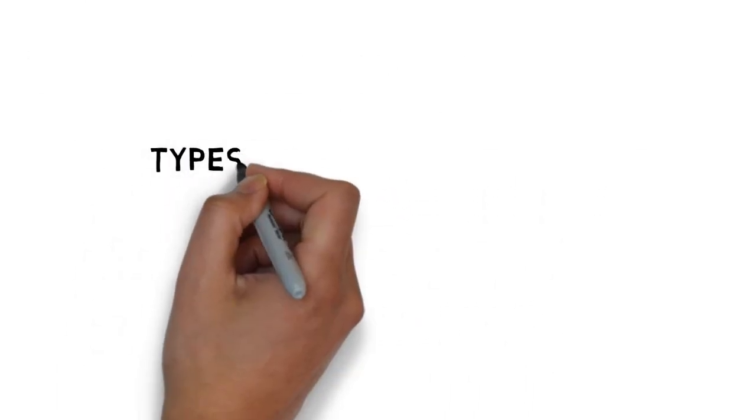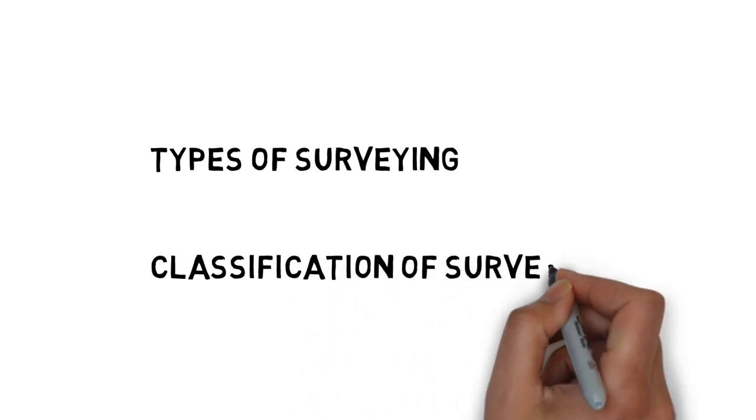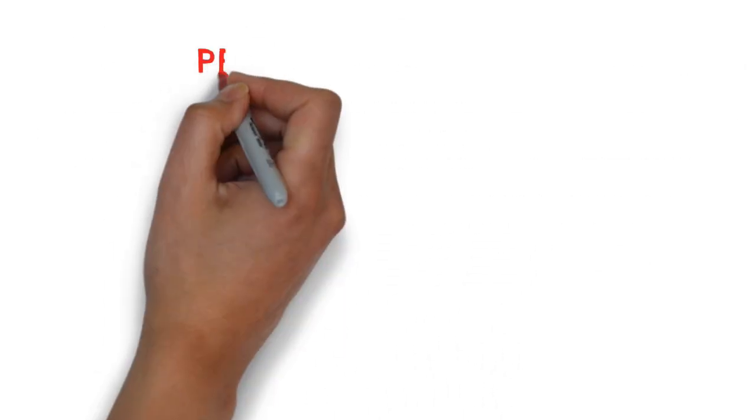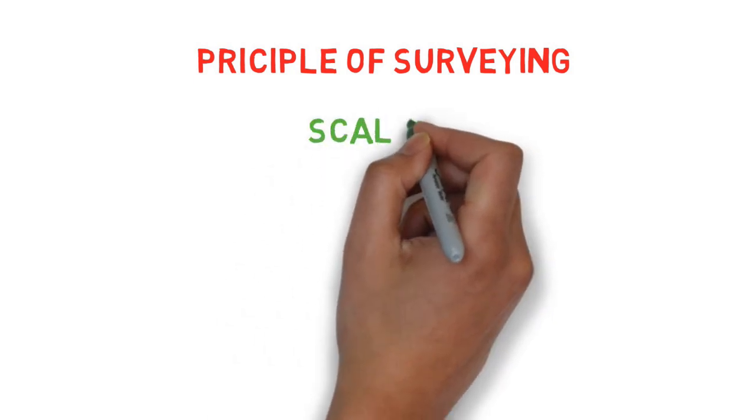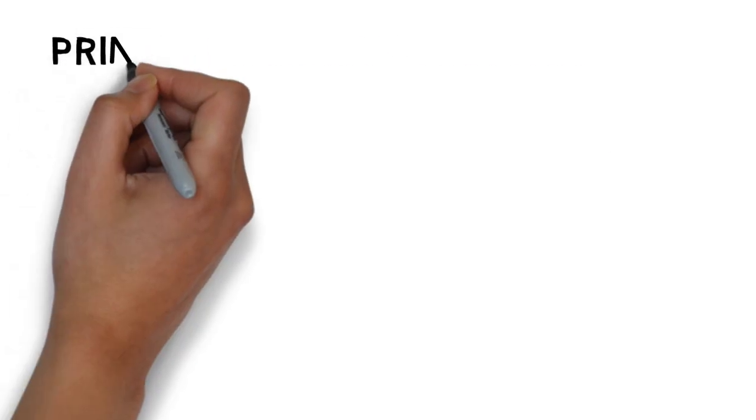In the last class you studied types of surveying and classification of surveying. So today's class I am going to explain the principle of surveying, scales and shrinkage of maps. So starting from principle of surveying.